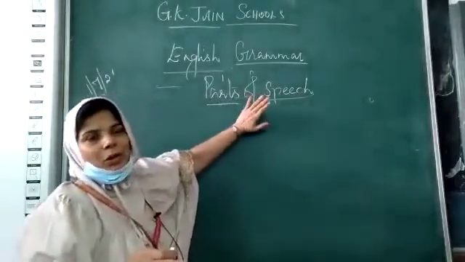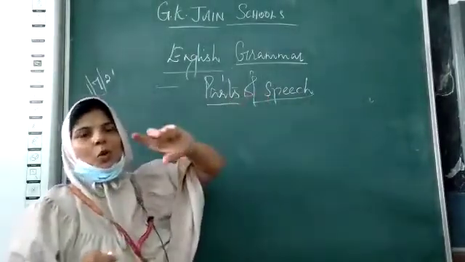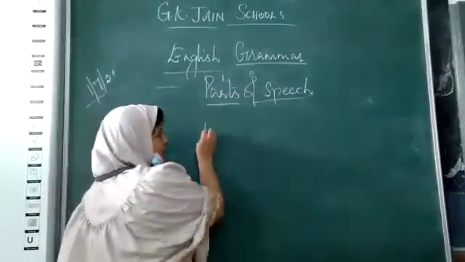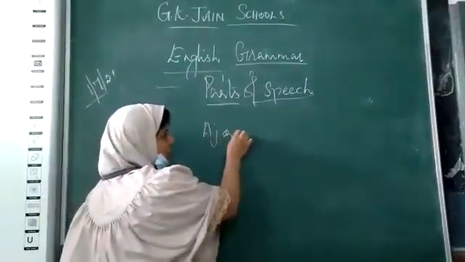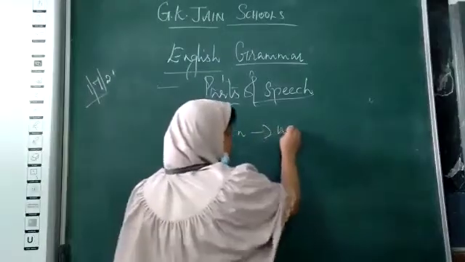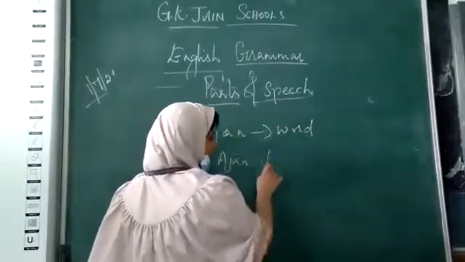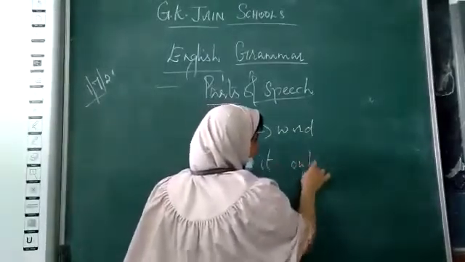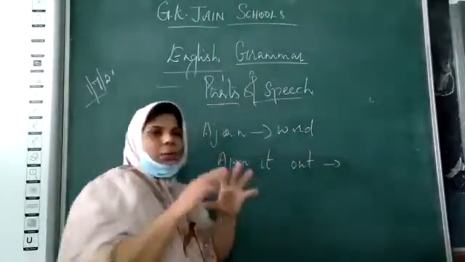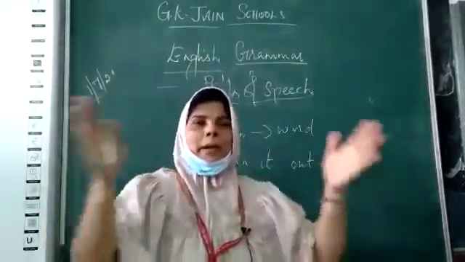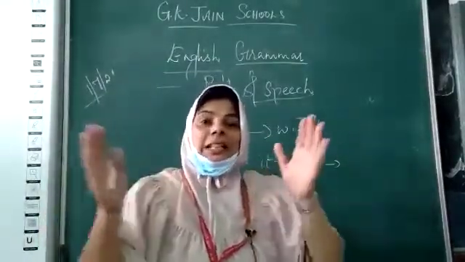Now before I go to the parts of speech, I want you all to know what is a word and what is a sentence. Alphabets, when I write together, it's called a word. Words, when I write together, it's called a sentence. So a precise definition for it is a group of words. When I bring it together, it's called a sentence.